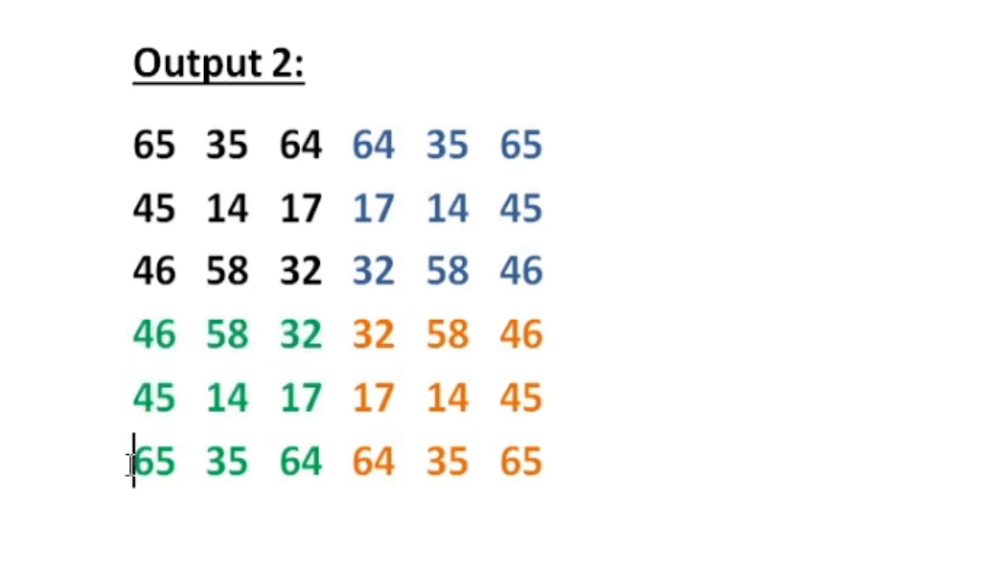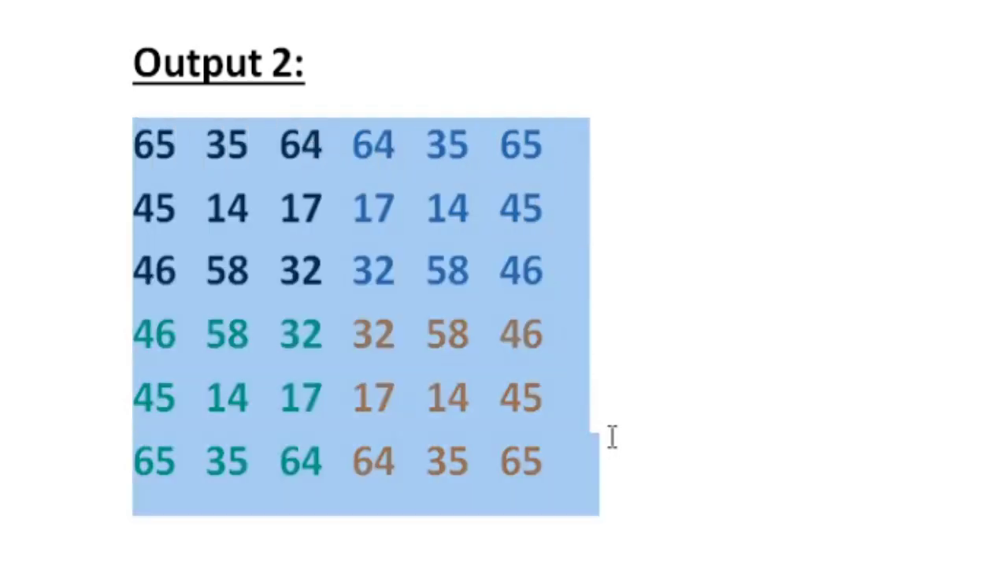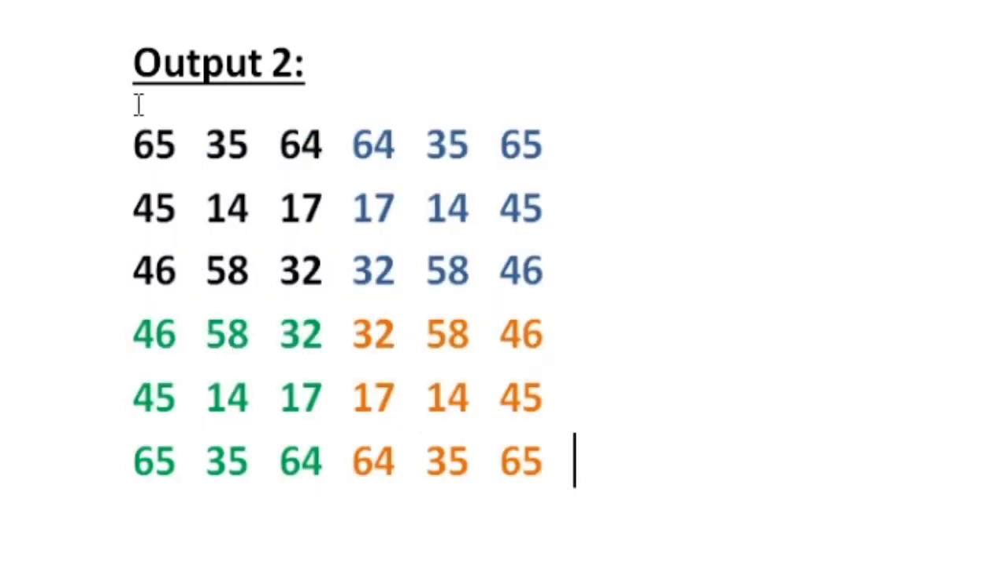So again the mirror image is left appears right and right appears left. So for the row 46, 58, 32, the reverse would be the first row of our bottom right quadrant. So 32, 58, 46. And similarly for the remaining two rows, 45, 14, 17 becomes 17, 14, 45, and 65, 35, 64 becomes 64, 35, 65. And after updating the three quadrants of our matrix, we are asked to print the whole matrix as our output. So this is how we are getting the following output.